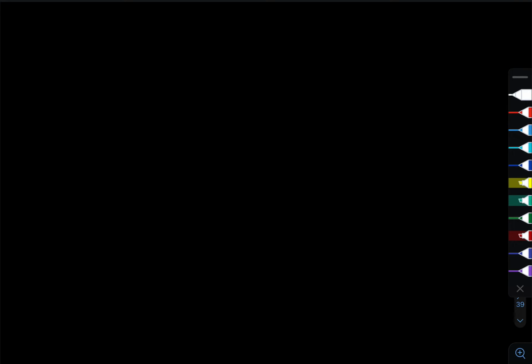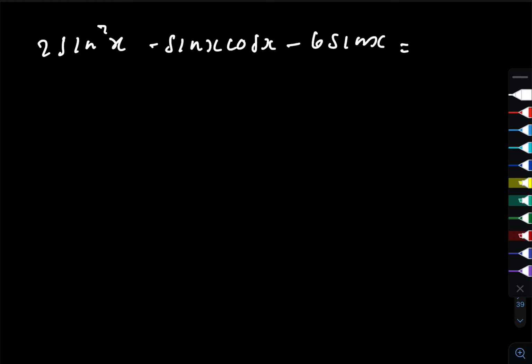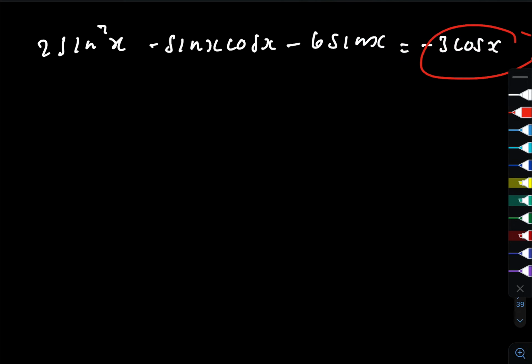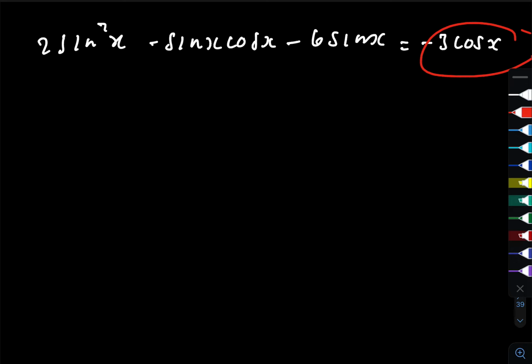What would you do if they wanted you to solve for x? If they've given you 2 sine squared x minus sine x cos x, and then minus 6 sine x, and that's equated to -3 cosine x. Now, the first thing we need to do is to take this term to the other side. That's all we need to do.